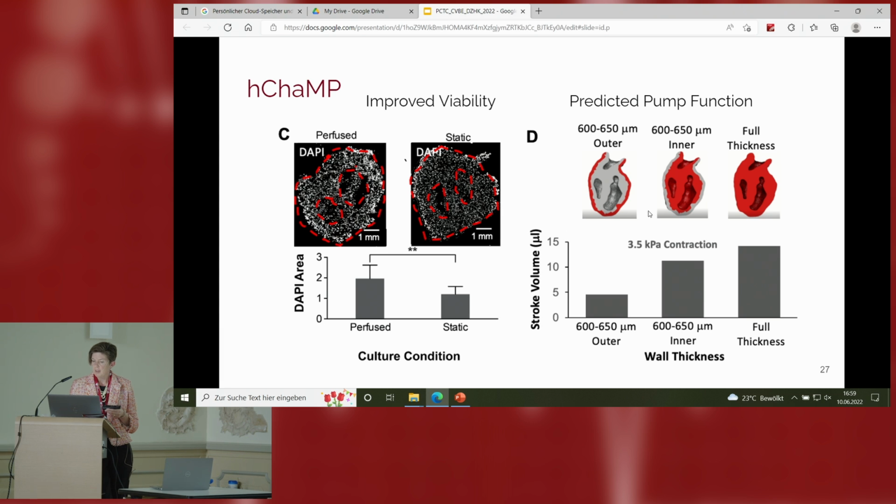We modeled what we think our stroke volume will be if we're able to get that full thickness muscle. So right now we have that exterior layer. We can move about 5 microliters of fluid. If we model in the force of a single cardiomyocyte and the number of cardiomyocytes we think we have in this structure, we think that with the full thickness or even just the inner wall thickness, we'll be able to move closer to 10 to 12 microliters, which is approaching the native volume.